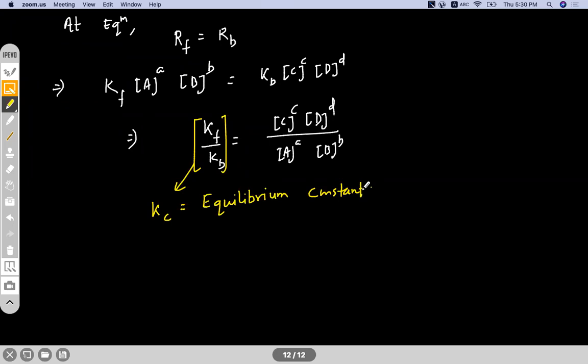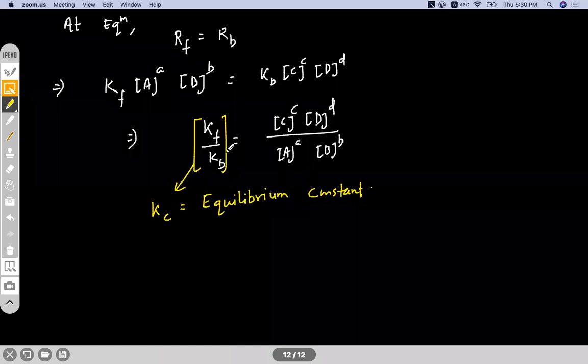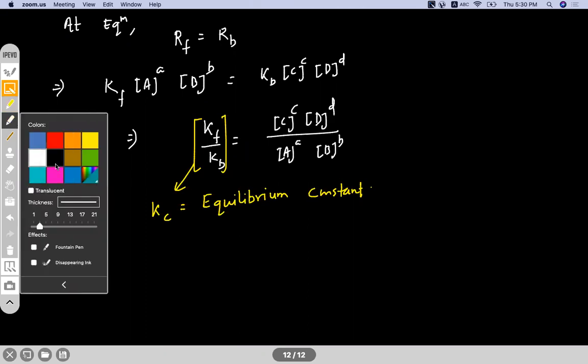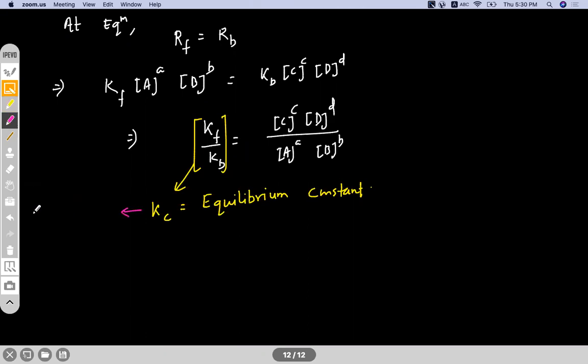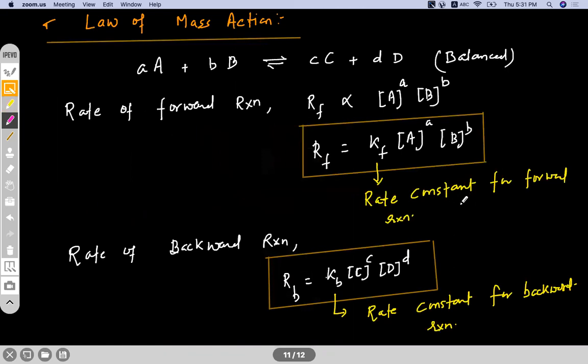So what is equilibrium constant? Equilibrium constant is the ratio of the rate constant of forward and backward reaction. What you have to keep in mind is that this Kc depends only on temperature. But this Kf, Kb rate constant, I'll write down in this slide, depends on temperature and catalyst.